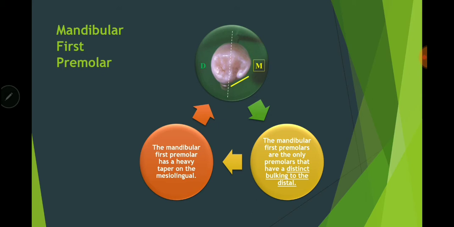The mandibular first premolar has a heavy taper on the mesiolingual. Okay, mesiolingual taper. As you can see, because of the small lingual cusp, and also because of the mesiolingual groove. This is the mesiolingual groove right here.